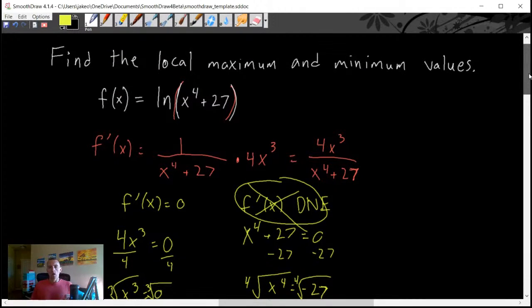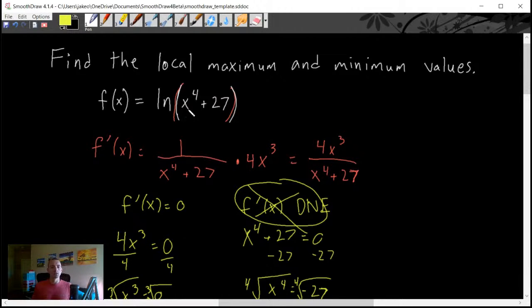Okay. The other thing that we want to be careful about is, are there any places where f of x or f prime of x does not exist, or any restrictions on the domain? We already figured out there's no places where f prime of x does not exist, but are there any places where f of x does not exist? In this case, we don't have any fractions or even roots, but we do have a natural log.